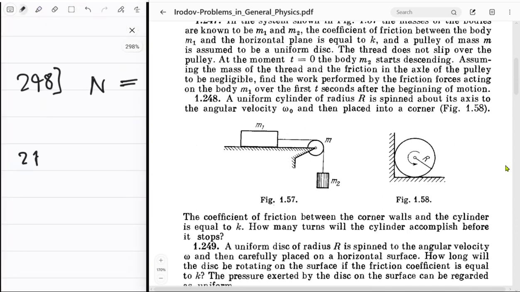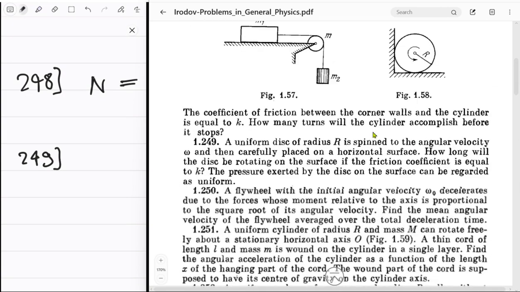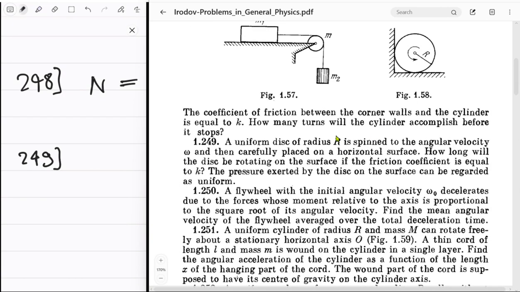249. A uniform disk of radius r is spun to the angular velocity omega and then carefully placed on a horizontal surface. How long will the disk be rotating on the surface? So it's time basically. If the friction coefficient is equal to k. The pressure exerted by the disk on the surface can be regarded as uniform. Why do you give us that? Whatever.